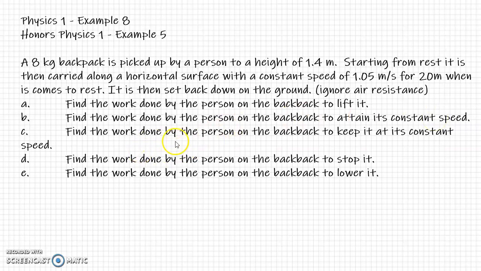Phase C is where the person is simply walking with this backpack at a constant speed, and then they're just kind of holding it in their hand or they're on their back or whatever. And then phase D is where the person has to actually decelerate the backpack to stop it. And then the phase E is where they finally set the backpack down back on the ground. All right, so let's take a look.